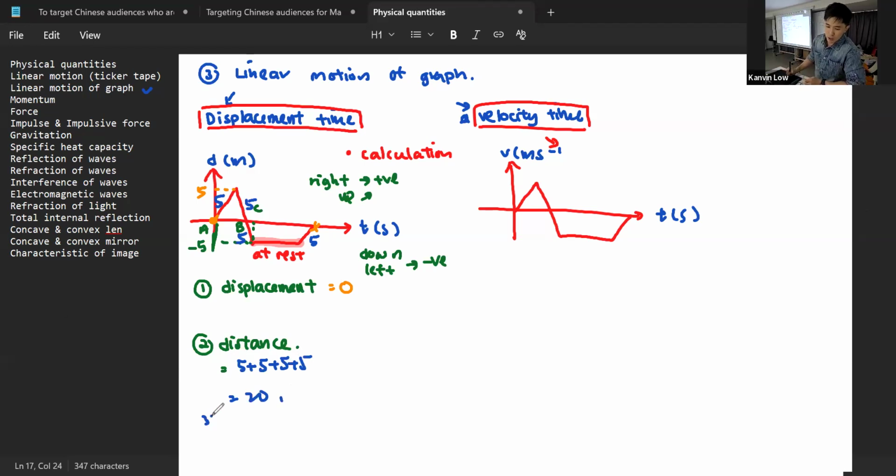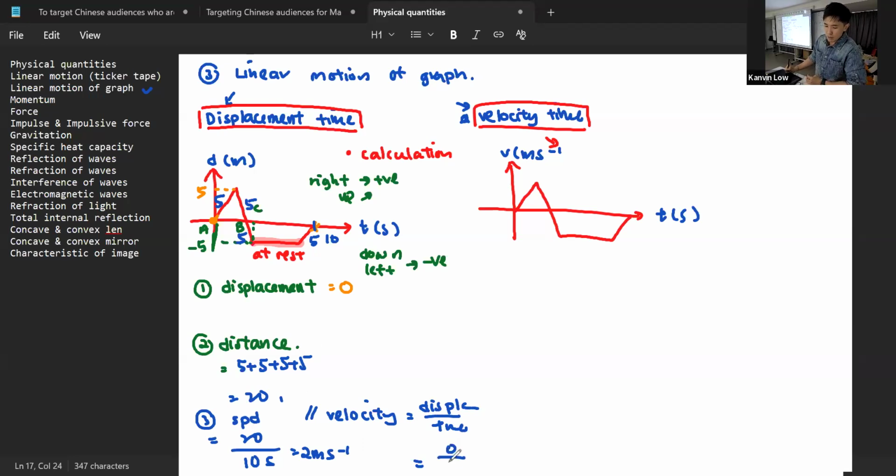Okay. So after that, what do they ask you? They ask you about speed, or they may also ask you about velocity. So student, the speed for this question is 20 divided by the total time. Let's say the time over here is equal to 10 seconds. So it's 20 divided by 10, which is equal to 2 m/s. But what is the velocity for this question? It is displacement over time, right? So guys, what is the displacement? 0. And the time? 10. So velocity is 0 m/s. Do you understand? Okay, cool. Any questions, students?